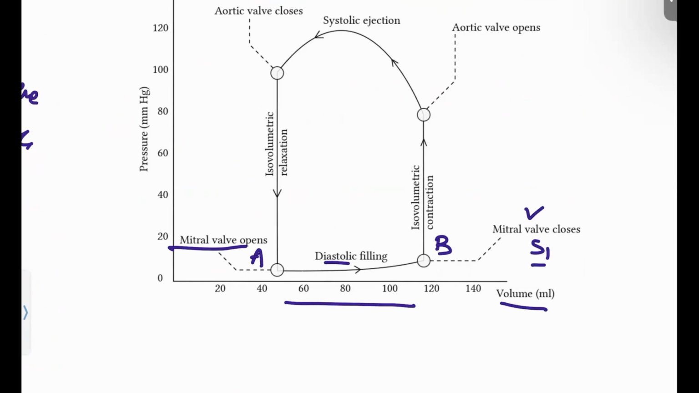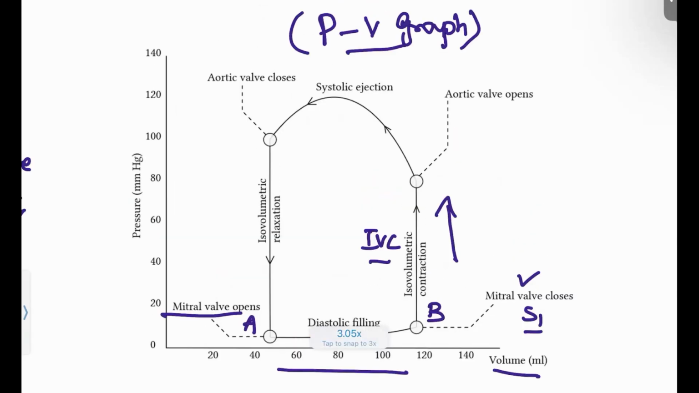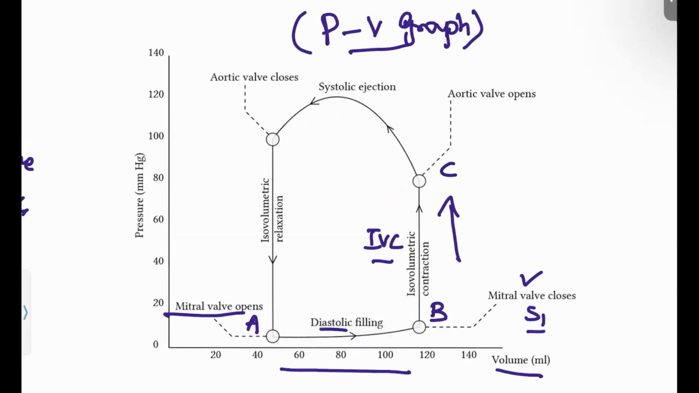Once the pressure is increased, the isovolumetric contraction will lead to ejection at point C, because the aortic valve and also simultaneously the pulmonic valve will be opening, leading to ejection of the entire blood. Okay, and at point D, your aortic valve is going to cause the S2 sound, and here again the relaxation is happening. Okay, this is the entire pressure volume graph you have to remember.